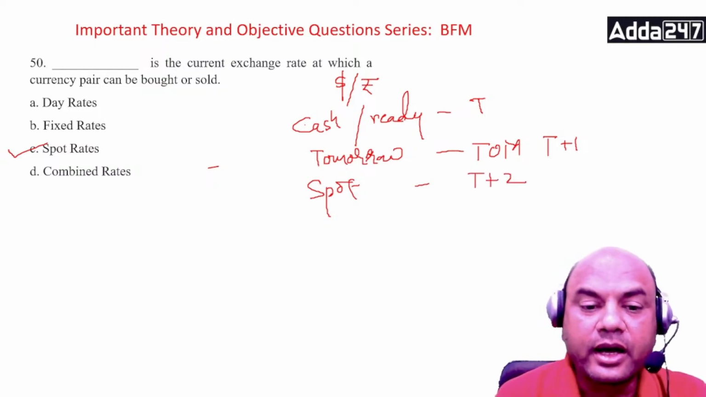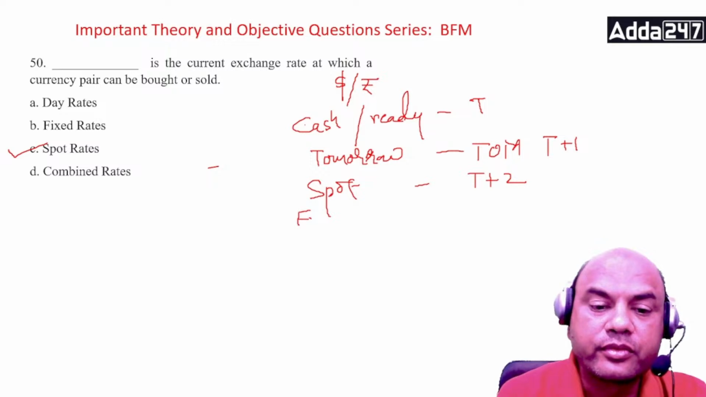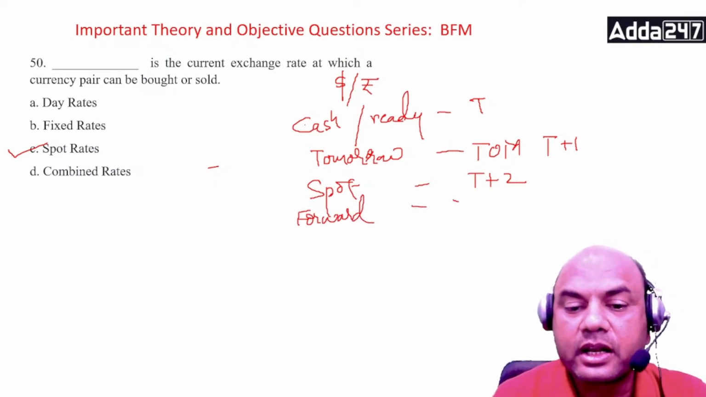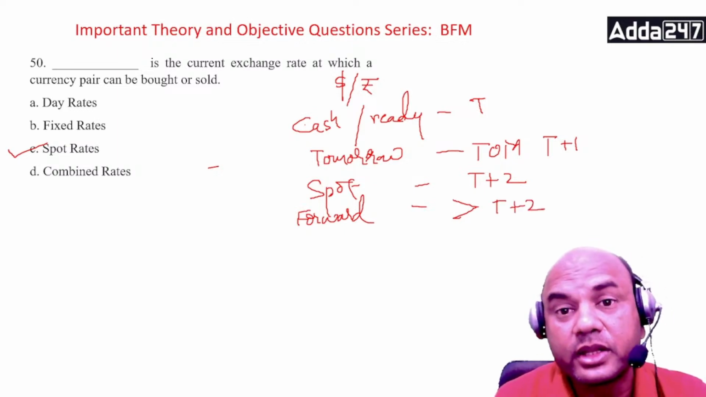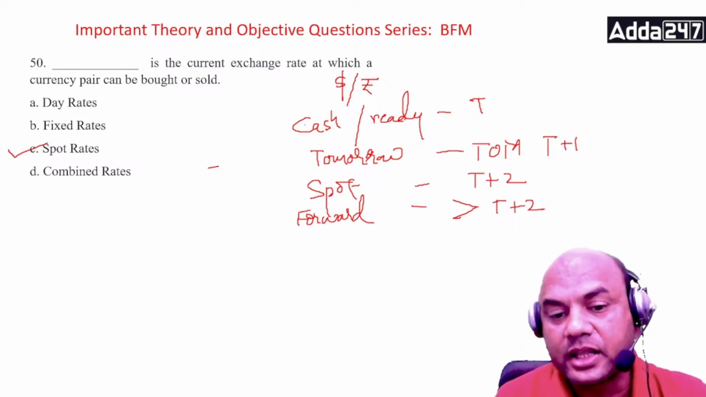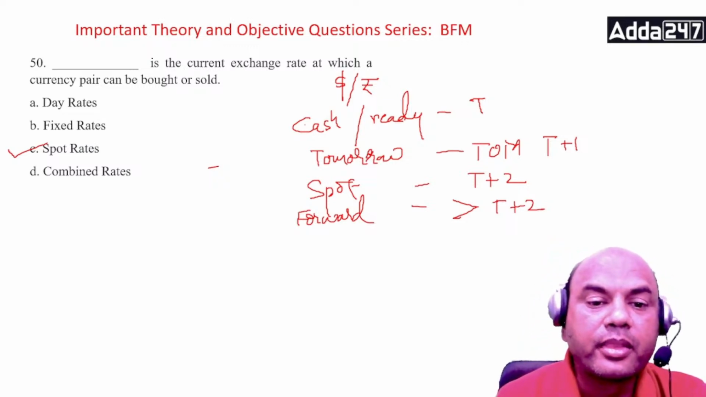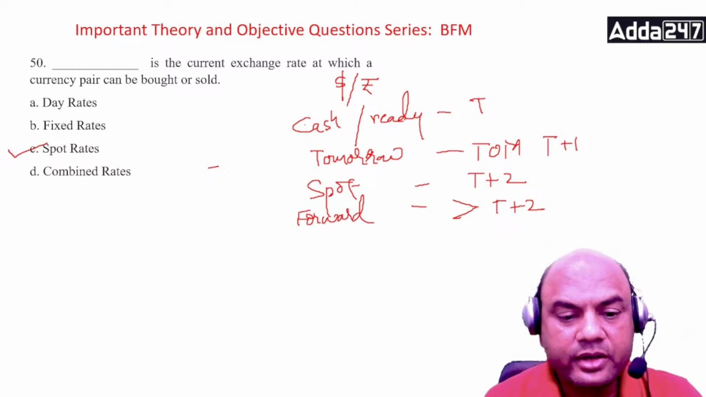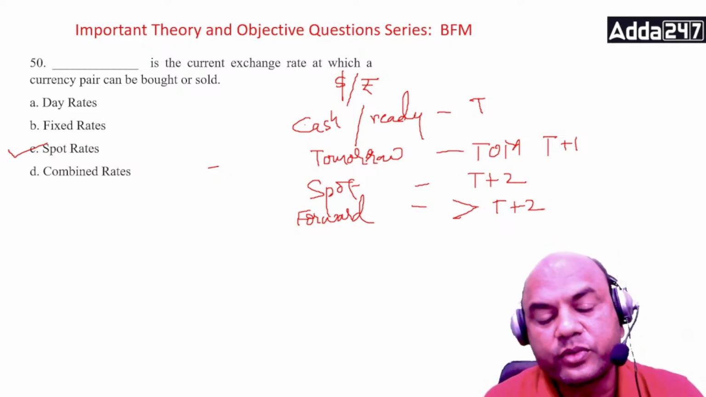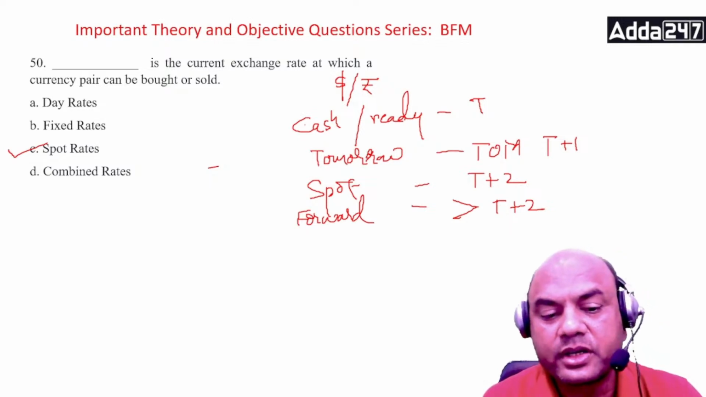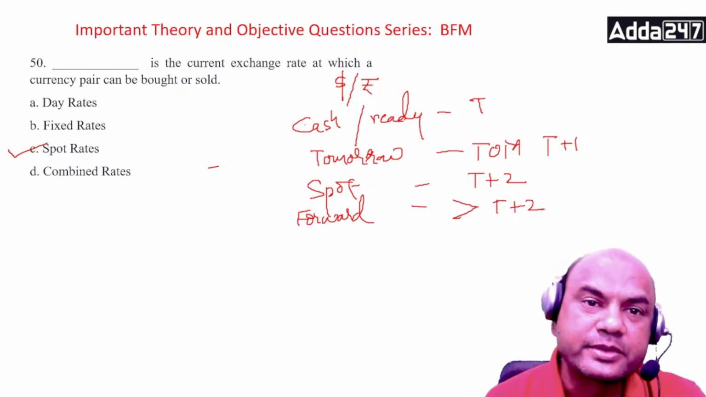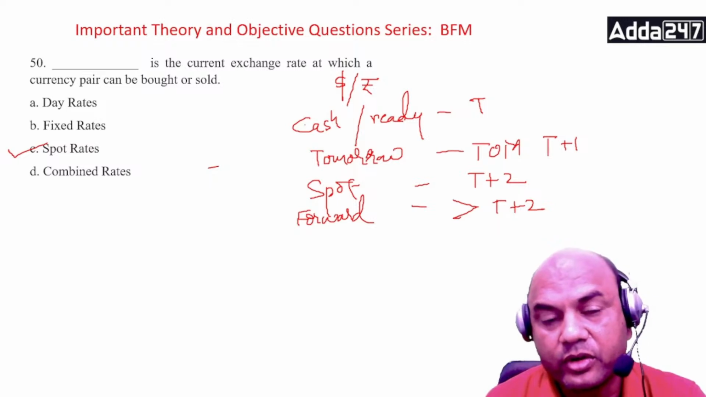After spot, it is called forward. This is greater than T plus 2. It can be 1 month, 2 months, 3 months, 1 year, 10 years, 100 years. It can be anything. Got this point? So spot rates are the base rates for the FX rate. The date of delivery of the funds, on which the currency exchange actually takes place, is known as the settlement date or value date.